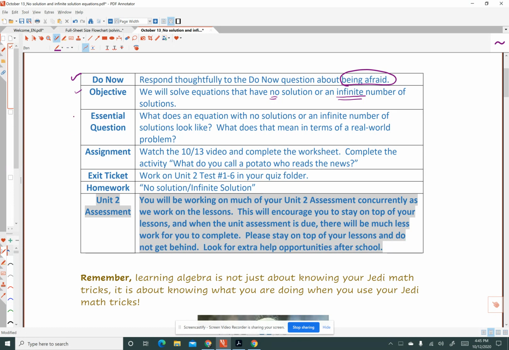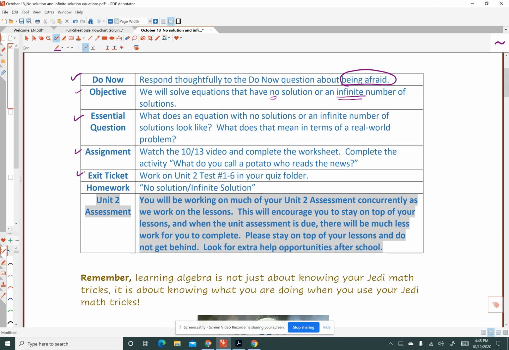That's our objective. Our essential question is, what does an equation with no solutions or an infinite number of solutions look like? And what does that mean in terms of a real-world problem? For our assignment, we will watch this video and complete the worksheet. And we will also complete an activity called What Do You Call a Potato Who Reads the News?